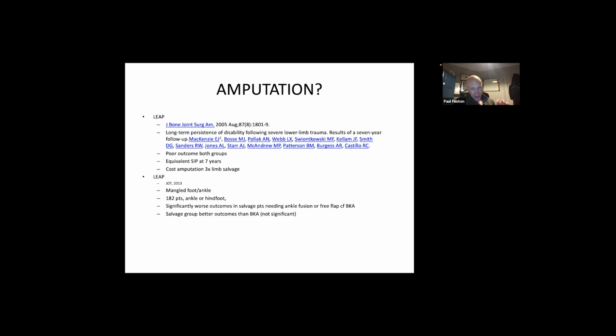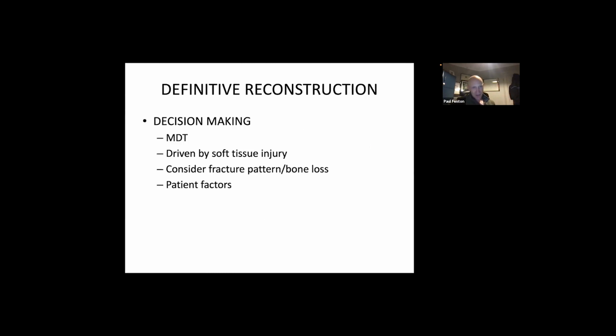And then if you go down into the severe foot injuries, if you have a severe foot injury that needs either a free flap or a fusion of the ankle, then those patients have poor outcome long term, difficulty with shoe fitting, etc., and they're probably better off with an amputation. So the evidence to guide decision making isn't fantastic, but those give you an idea of what to expect after those injuries.